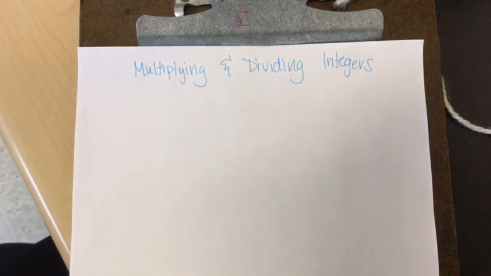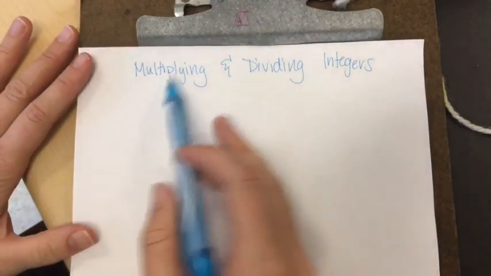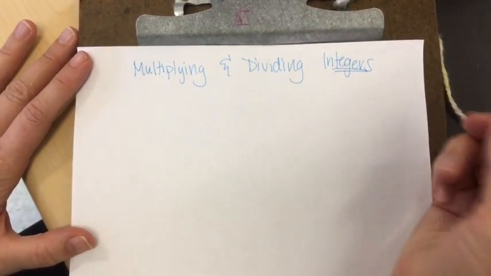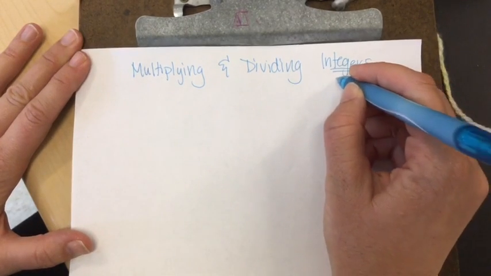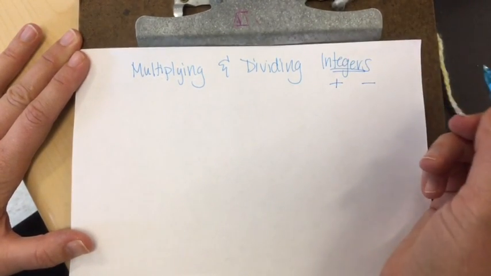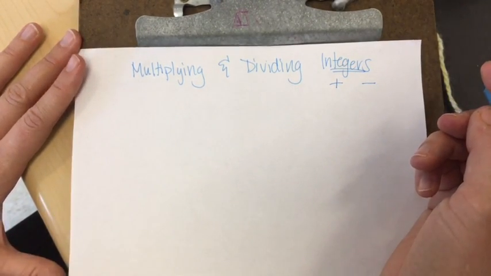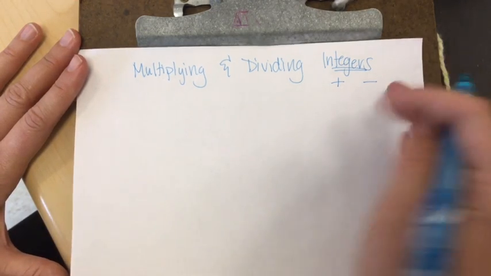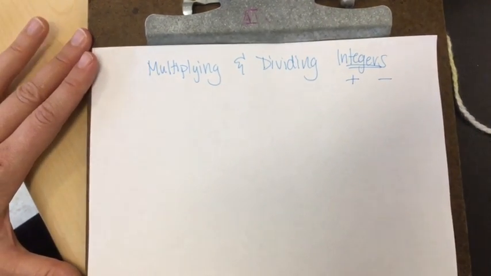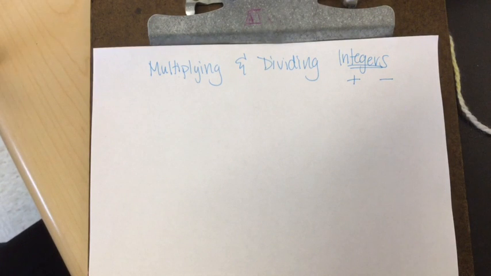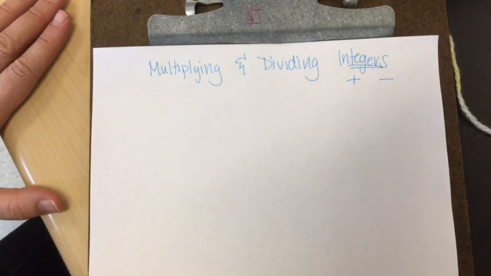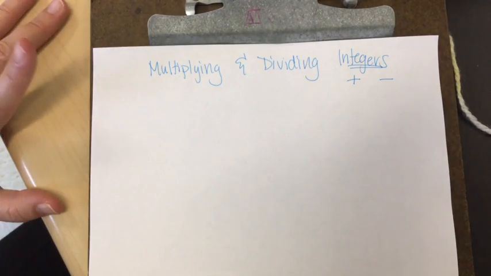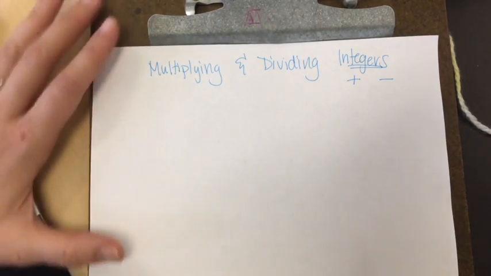So this video is about multiplying and dividing integers. Remember, integers are whole numbers that can be either positive or negative. They are numbers that are not decimals or fractions. So you multiply and divide integers the same way you multiply and divide any number, remembering these few rules.